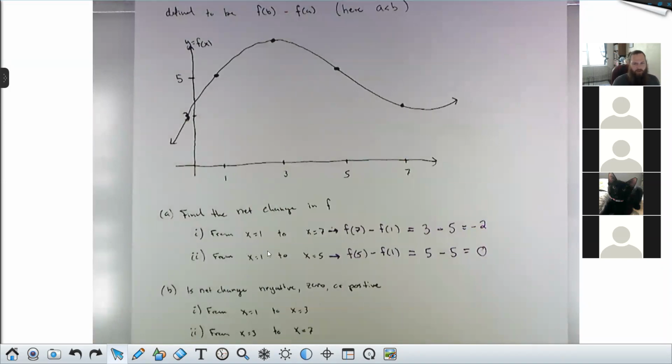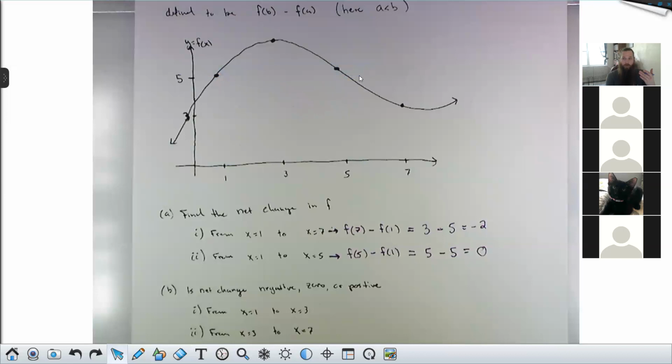Why is the net change from 1 to 5 0? What is it about these points? Because the y is the same. That's exactly correct. These points have the same y value. They're at the same height.